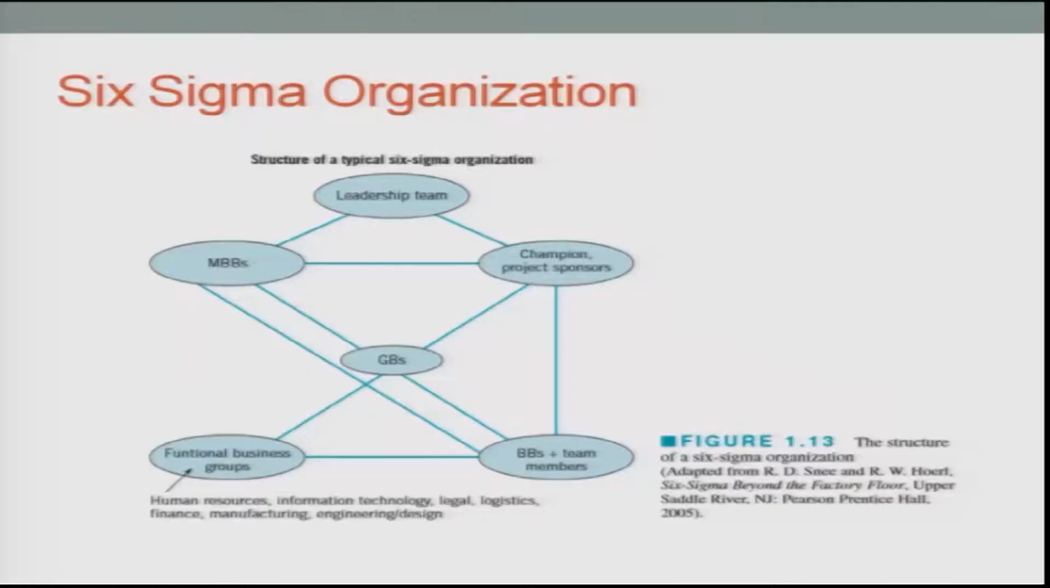The Six Sigma organization looks like this, which has been taken from the Six Sigma and Beyond factory floor concepts, adapted from Snee and Hoerl's book. So, basically you have a structure of a Six Sigma which has the leadership team, and basically they divide the work accordingly. So, there are champions or project sponsors, then you have the human resources, information, legal, logistics, and so on and so forth.